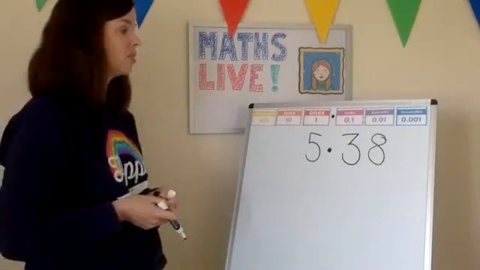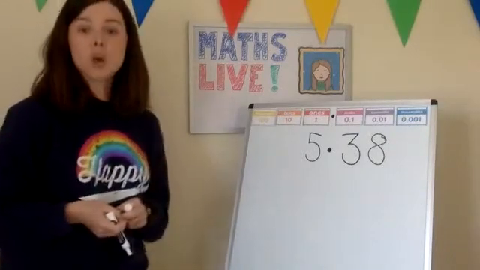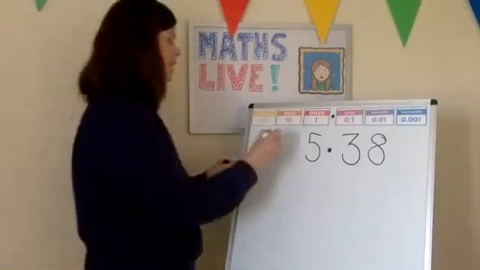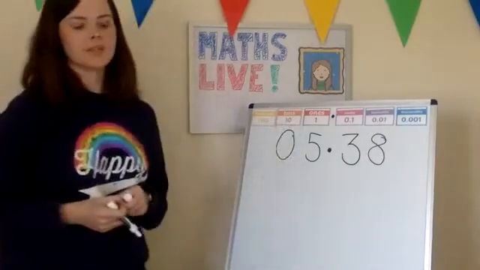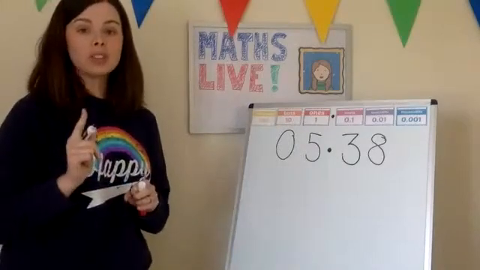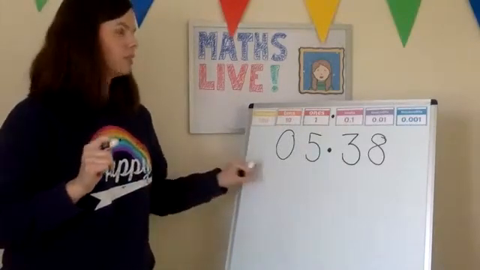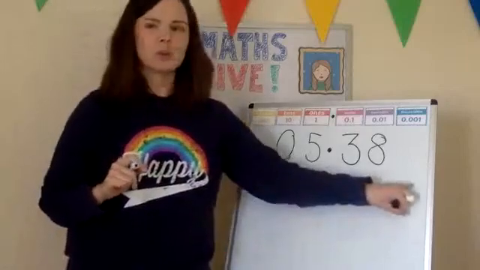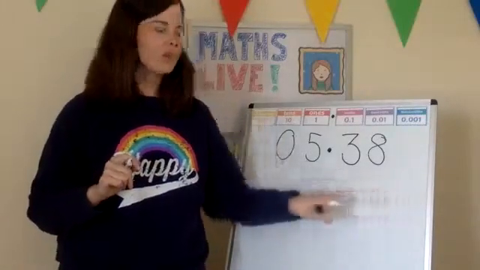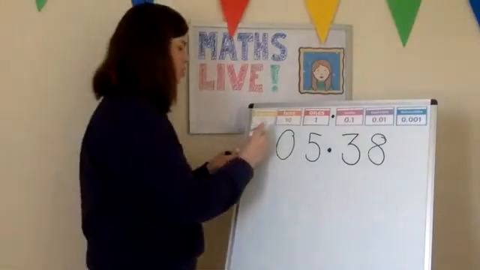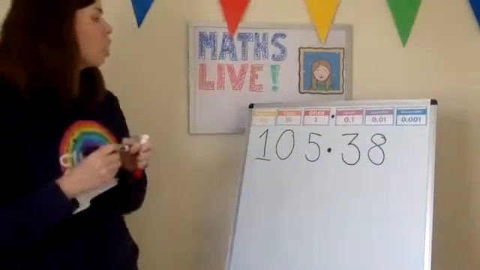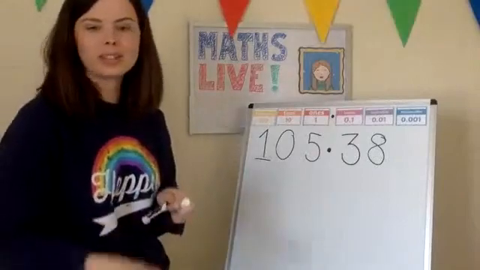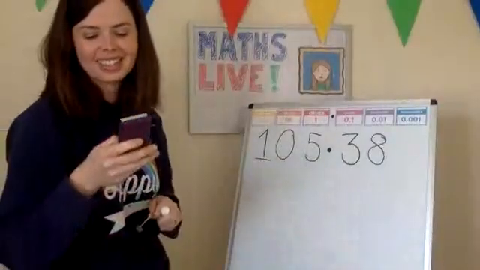Well done if you've got that so far. We have no tens. No tens. So I put that in. Okay. And then we've got 1. Was it 100? Or was it 1,000? 100. So our answer was 105.38. Let's have a look.